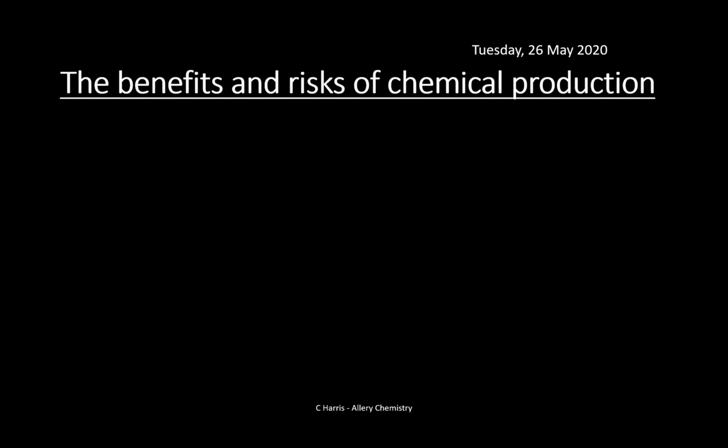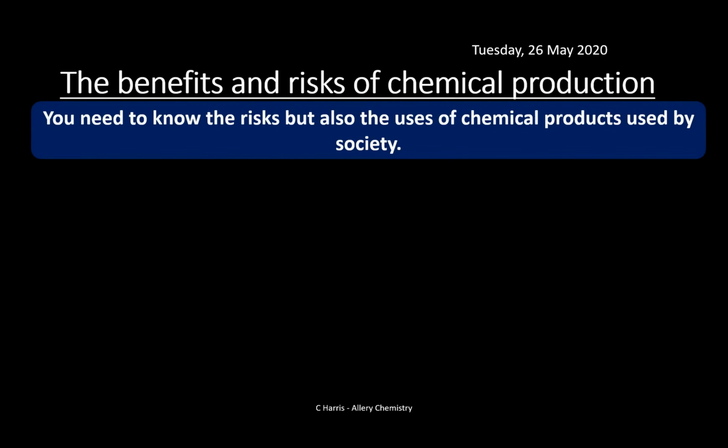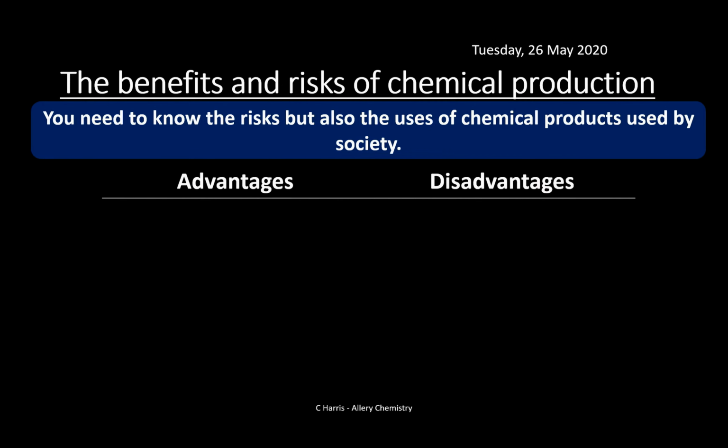So let's look at the benefits and risks of chemical production. You need to know about the risks, but also the uses of chemical products that are used by society, because we use them every day. Sometimes we forget about how these things are made. We're just more interested in using them and benefiting from them. But these things have to be made somewhere, and they're manufactured in chemical sites globally, right across the world. We have quite a large chemical industry within the UK as well. The domestic chemical industry is quite a booming industry, and like I said before, it contributes a large amount to the economy and it employs people.